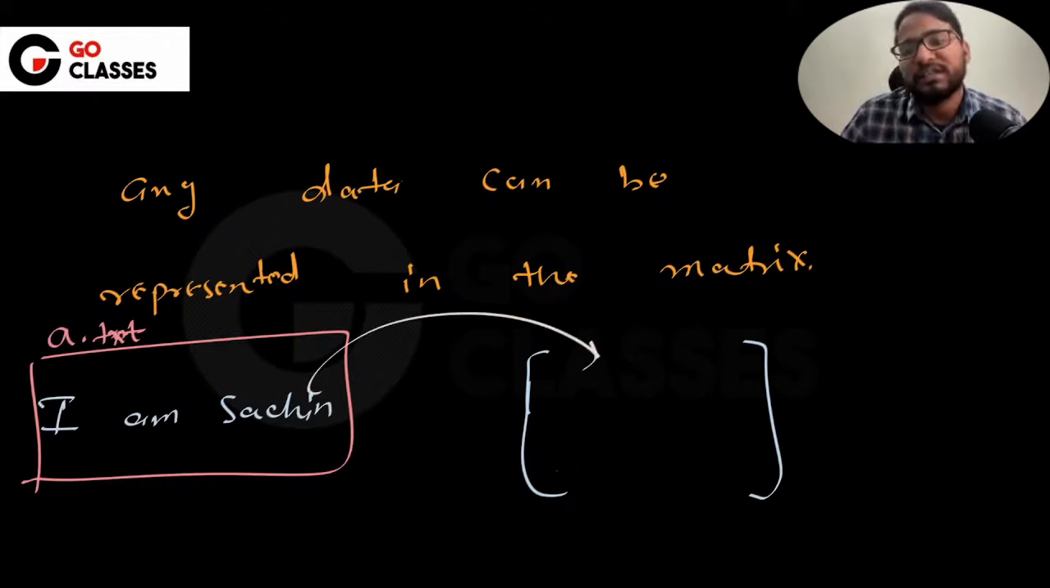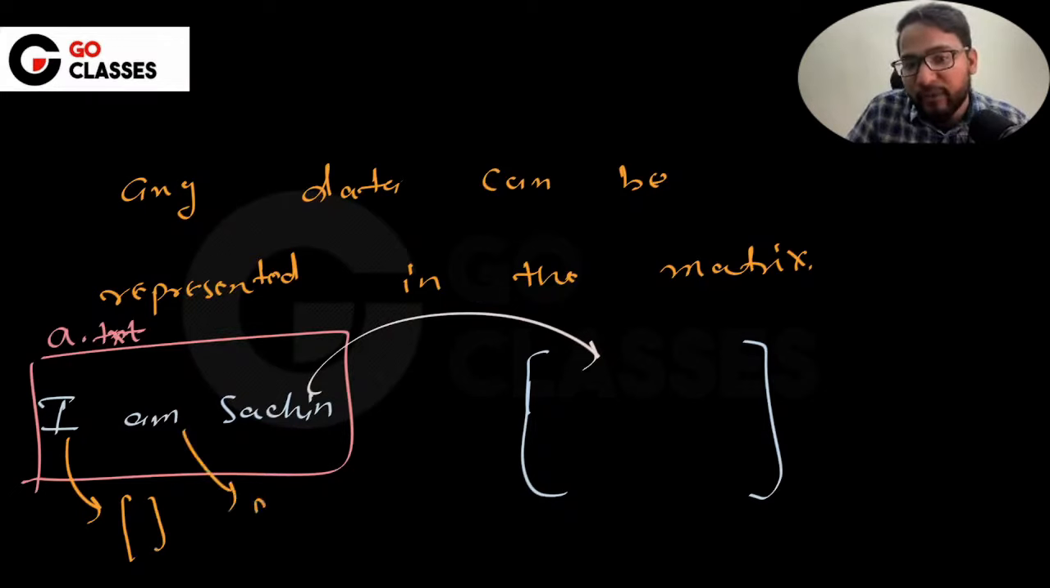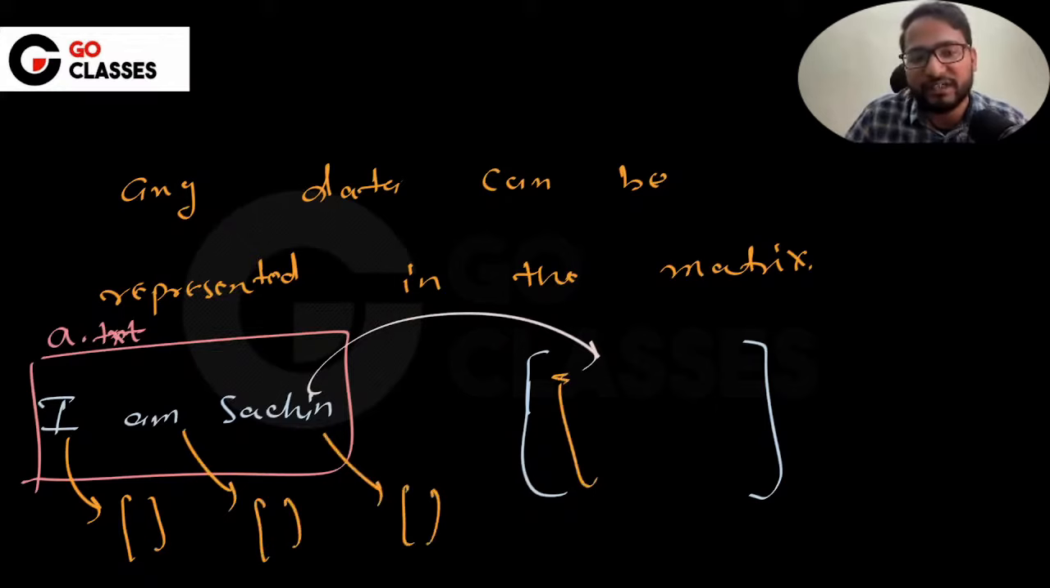Can you tell me? Yes, the answer is very well known to machine learning practitioners. The answer is that every word in machine learning basically gets represented using a vector. So I will be representing "I" using a vector, "am" using a vector, and "Sachin" using a vector. Using these three vectors, I will write them here, and I can represent "I am Sachin" in a matrix format.